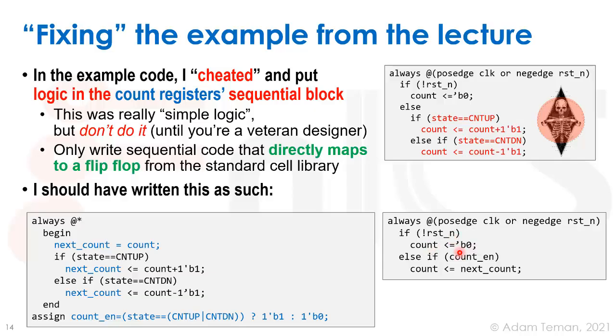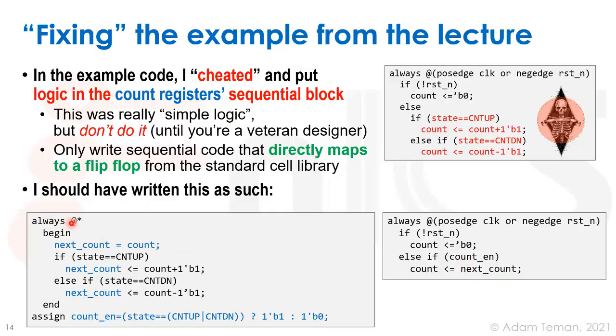What we're going to have here is always at positive clock or negative reset. If reset, count gets 0. Else, if count enable, then count gets next count. Does this map directly to a standard cell? The answer is yes, because there are enable flops in the standard cell library, and that's fine.